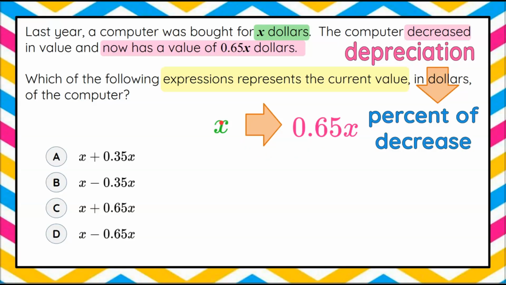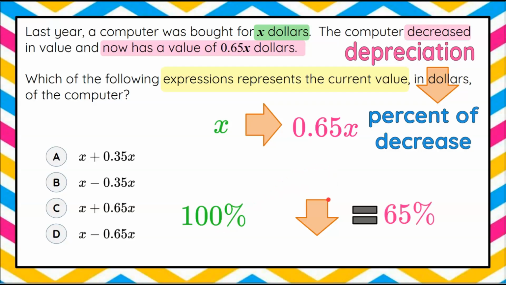To understand that a little further, that x represents, there's an invisible 1 here. We write 1 as a percent. We're going to move the decimal point 2 spaces to the right, and we get 100%. Then it went down, and now it's worth 0.65x. So we move that decimal point 2 spaces to the right, and we now know it's worth 65%. So we paid 100% of the cost, and now the value of it is 65% of what it was.